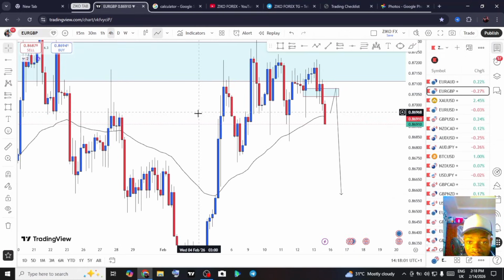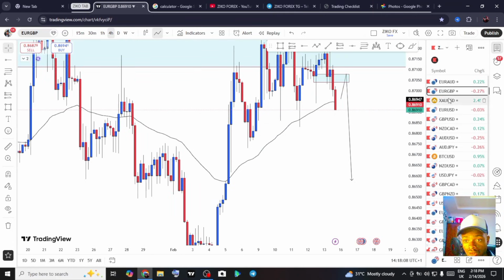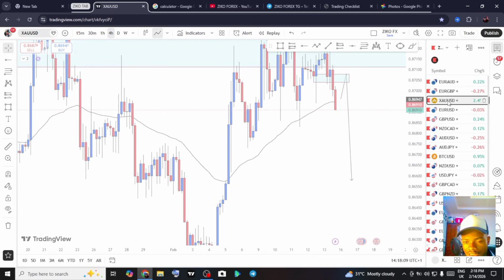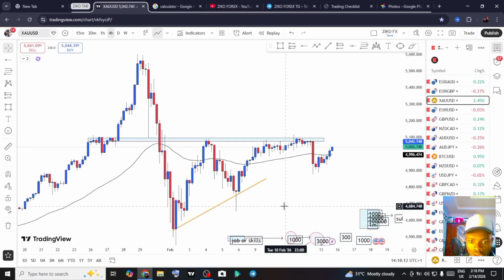It's not the cleanest of all the pairs, but this right here, I am willing to actually take it this week, right? So that is that for Euro GBP. Let's see if we have anything on gold. I'm just looking at that.